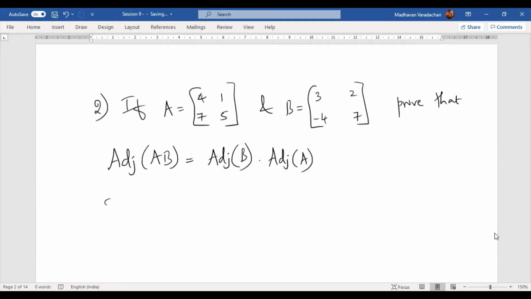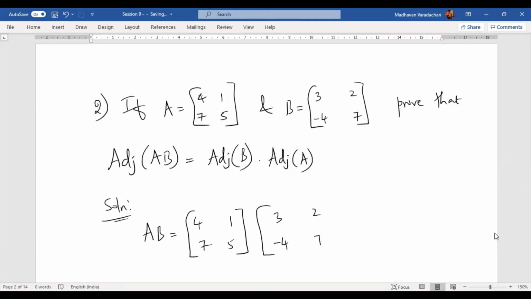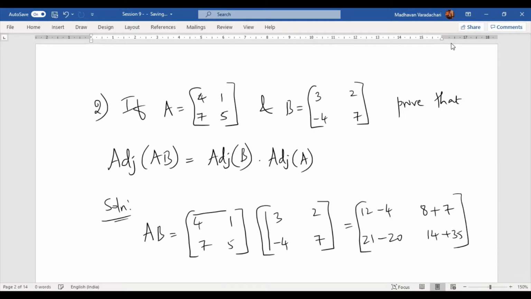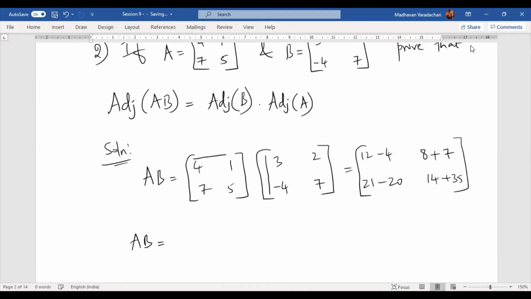Primarily, let us first find what A into B is. A is 4, 1, 7, 5 and B is 3, -4, 2, 7. Four into three is 12, minus 1 into 4 is minus 4. 4 into 2 is 8, 1 into 7 is 7. 7 into 3 is 21, 5 into -4 is -20. 7 into 2 is 14, 5 into 7 is 35. So our AB becomes 8, 15, 1, and 49.